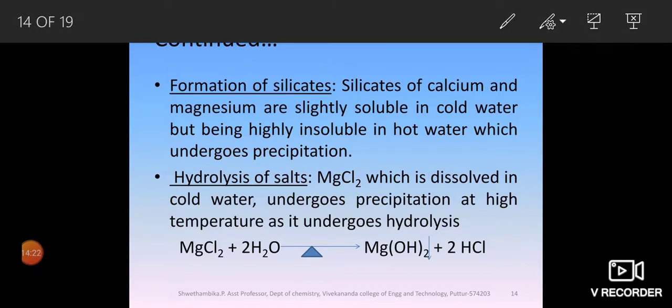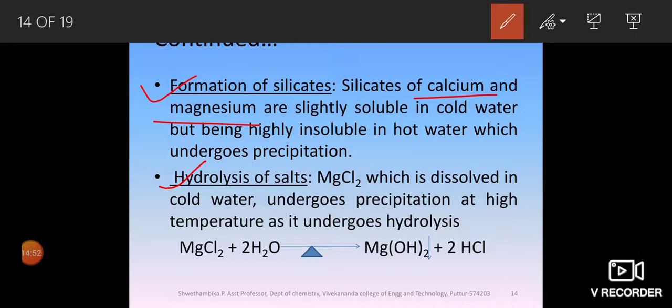The third major reason is formation of silicates. Now here you can quote both calcium and magnesium silicate. Also they have the property that they are slightly soluble in cold water but insoluble, to a large extent, in hot water. They undergo precipitation, and once silicate formation starts, then it continues progressively throughout the boiler body.